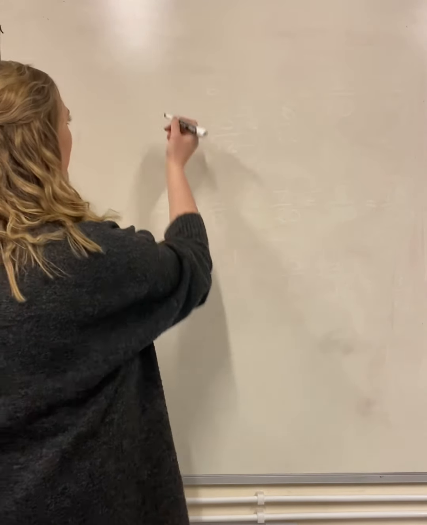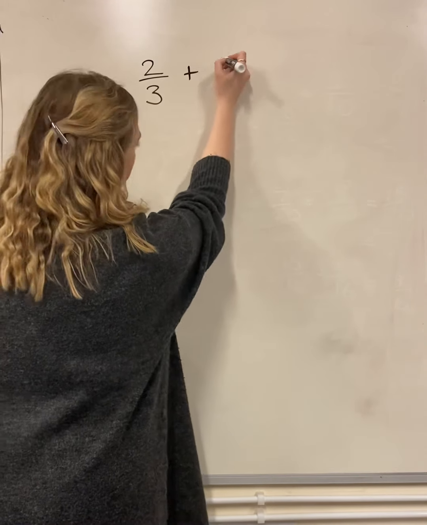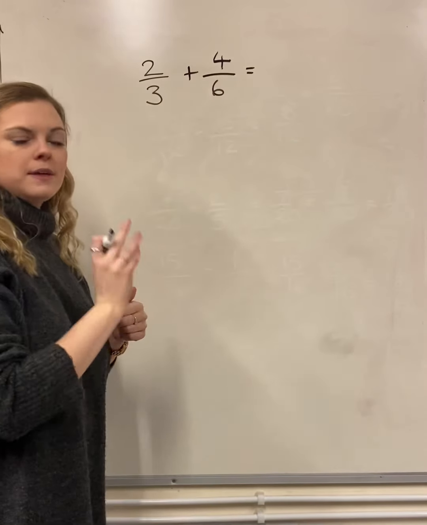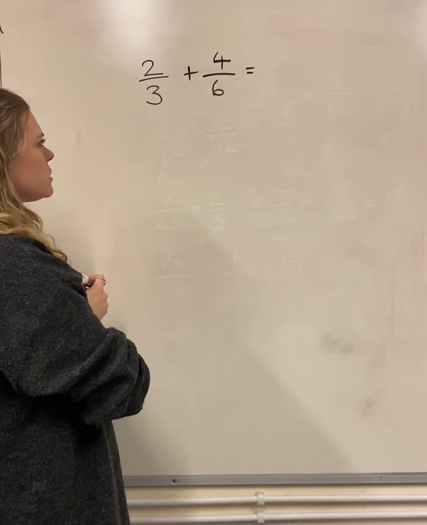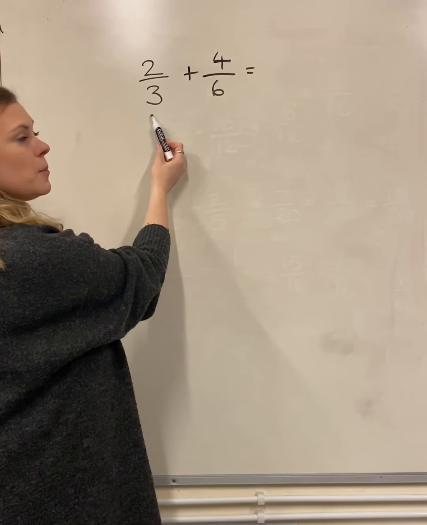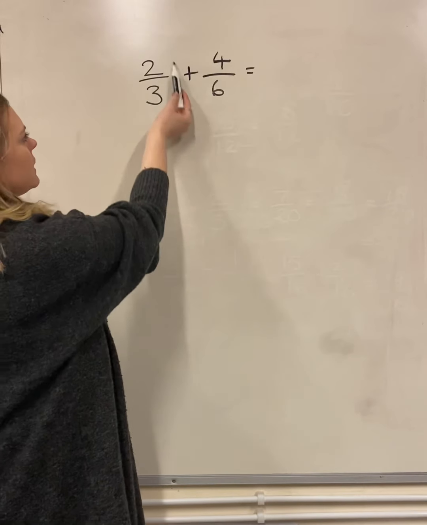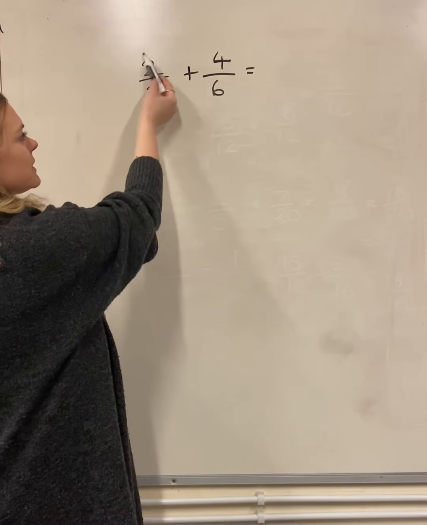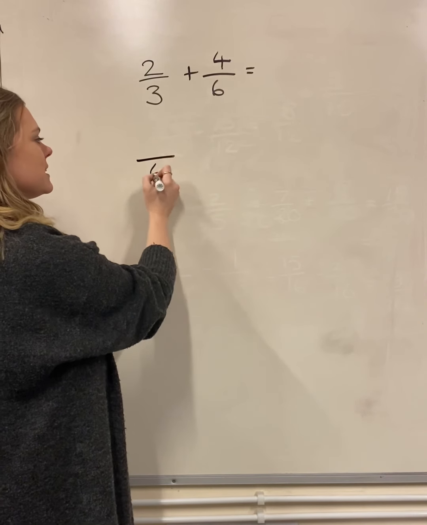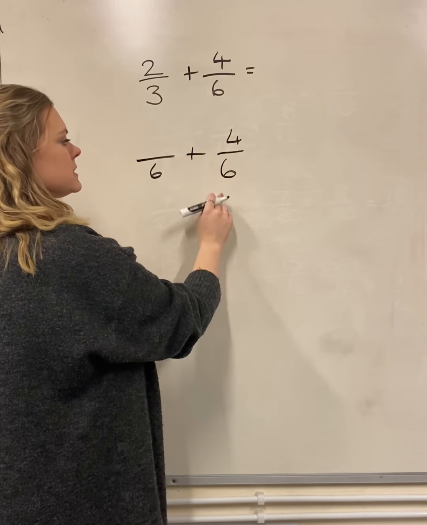So if I was to have 2/3 and 4/6. Okay, think back to yesterday, what is it that I need to do? I need to make sure that the denominators are the same before I add them. So how can I make them the same? I need to find an equivalent fraction for this that has the denominator of 6. Okay, so make sure it is the same as this one.